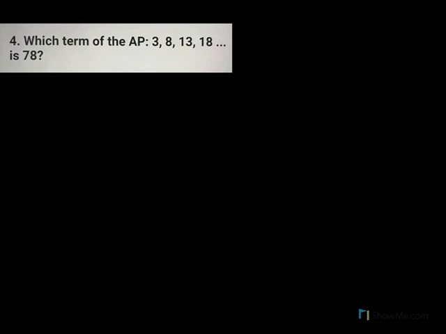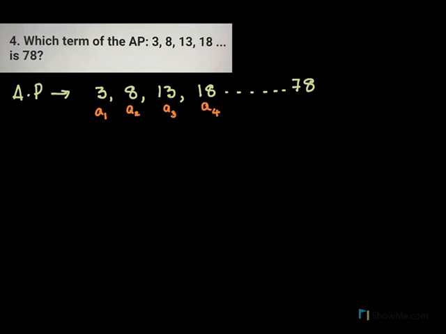Which term of the AP 3, 8, 13, 18 is 78? So the AP that we have is 3, 8, 13, 18, and there is 78. We do not know the order of it. So for this, they are saying this is your A1, A2, A3, A4th term. We must find out which term is 78.